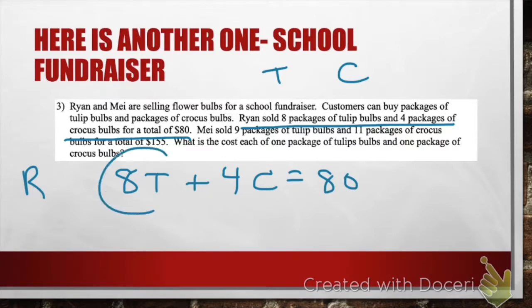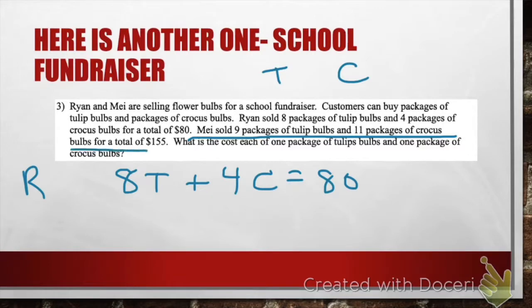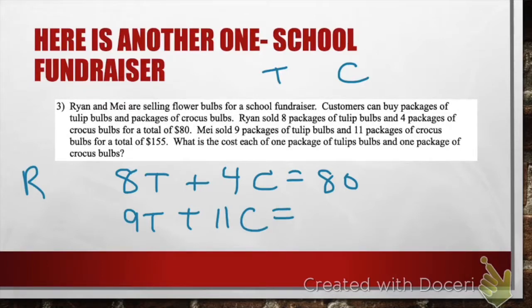Now, I used a capital T there because I didn't want to use a lowercase. It looks a lot like a plus. Just need to be careful when you have that. The next equation we have is May. May sold 9 packages of tulips, 11 packages of crocus for $155. So that was 9T plus 11C, and that's $155.